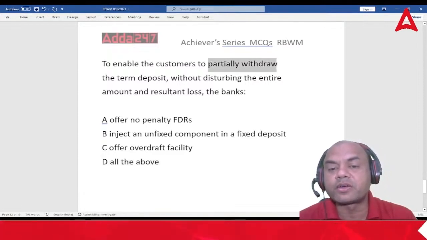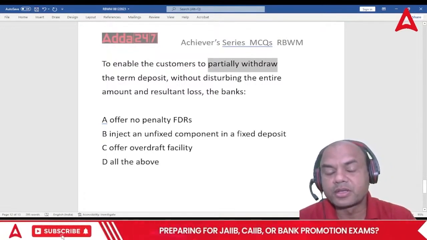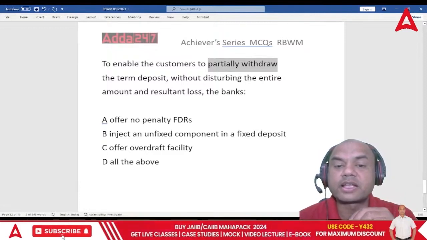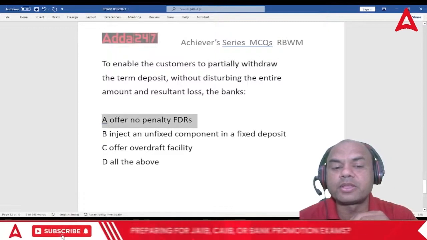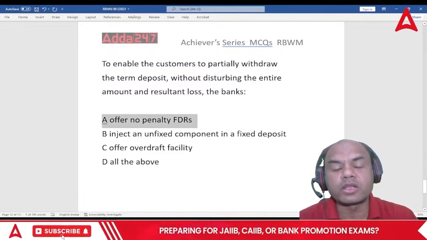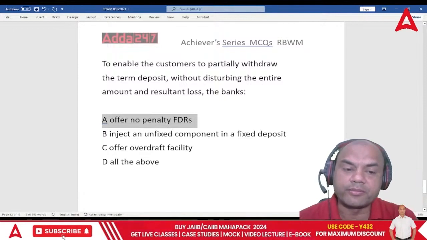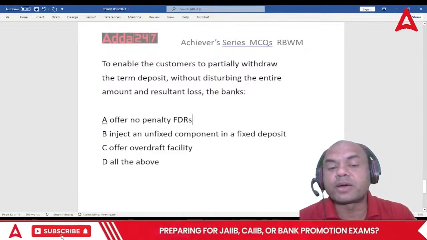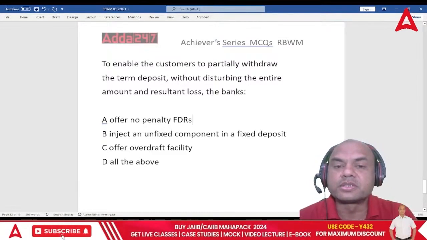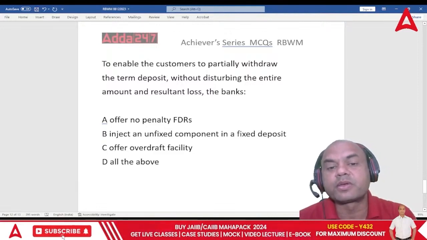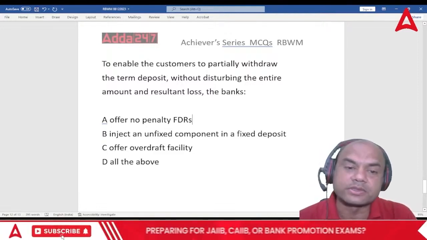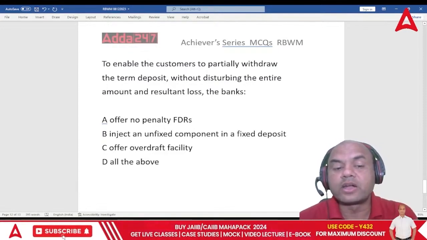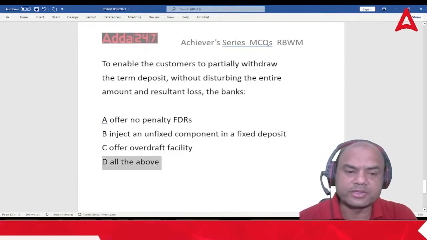We want to partially withdraw the term deposit, without disturbing the entire term deposit. So in that case, partially withdrawing. If I offer no penalty FDR, what does it mean? The customer will be able to withdraw all the FDs, he'll be withdrawing the full FD. So that is also one thing. Or even the customer can withdraw the partial FDs also, because I have seen that also. Suppose if 1 lakh FD, I want only 40,000. Customer will withdraw 40,000, make another FD for 60,000. Inject an unfixed component, so that is also injected. And offer an overdraft. So the answer will be actually all of the above, right?